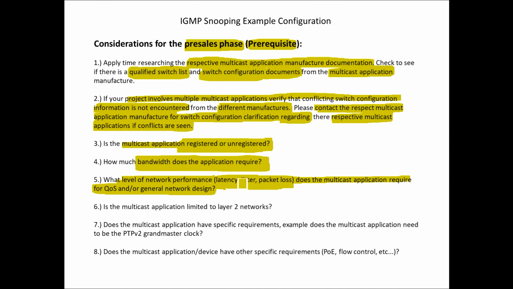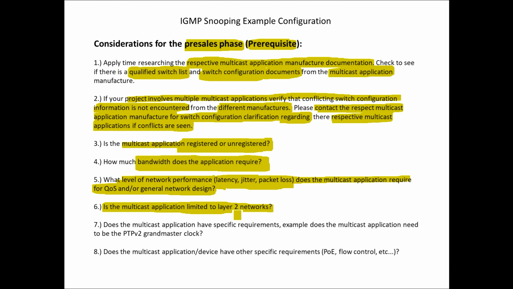The other one is going to be, is the multicast application limited to layer 2 networks? What I focused mainly on in this video is really examples that assume that you're only going to be doing a layer 2 deployment, meaning it's within the same VLAN or within the same IP subnet. With larger deployments, obviously multi-story buildings, campus networks, we have multiple buildings within a campus, and each building or floor of a building is going to be a different subnet.